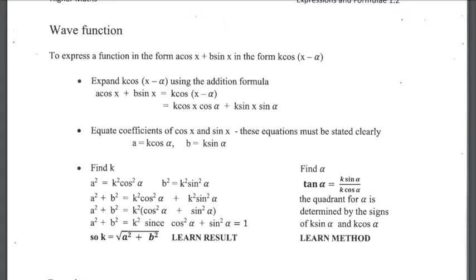Hello and welcome back. We are looking at higher maths trigonometric expressions. Today we are looking at the wave function.